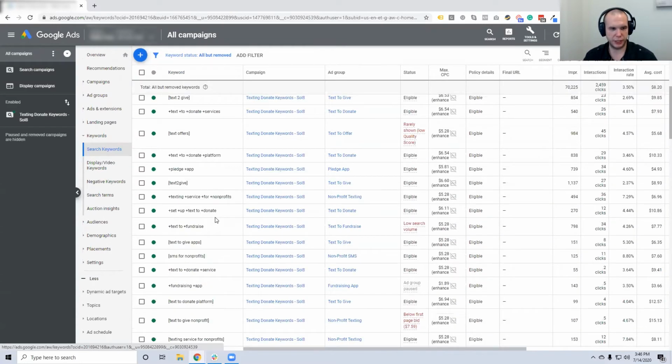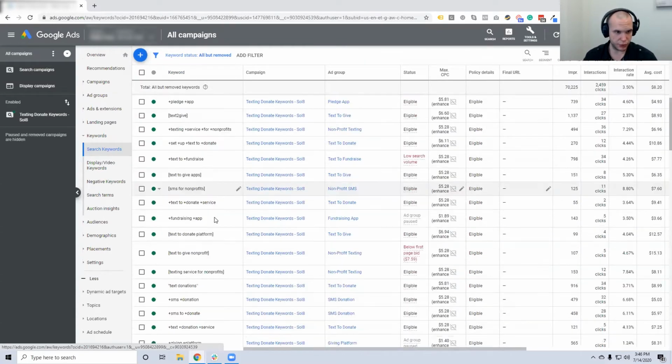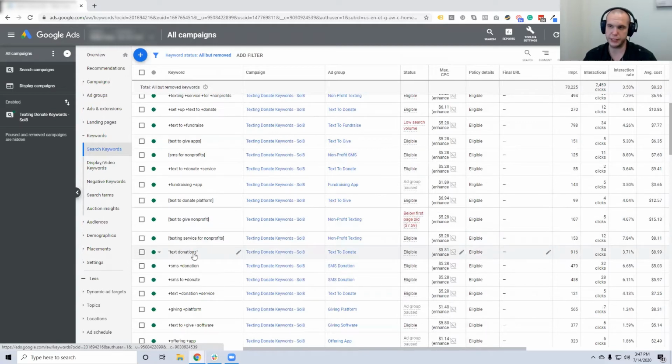Now, phrase match, we don't use it too much. There we go. Text donations. Phrase match means it has to be typed in this way into Google. It has to have the word text first. It has to have the word donations next. It can't have anything in between there, and it can't have donations first. It has to say text donations, but you can have words before and after. So how to receive text donations, whatever it is. It has to have text donations in that order.